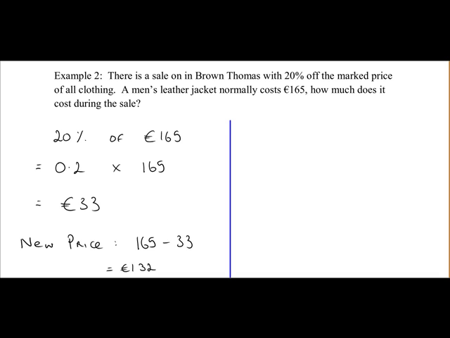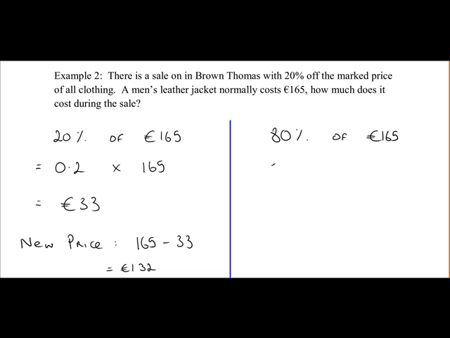Next, I'll show you another way to complete that question, which is probably a bit quicker. So if you think about it, if there's 20% off the marked price, that means the new price would be 80% of the old price. So obviously, when you take 20% off, you're left with 80%. So the new price will be 80% of the old price. So if we find 80% of €165, then we should get the new price.